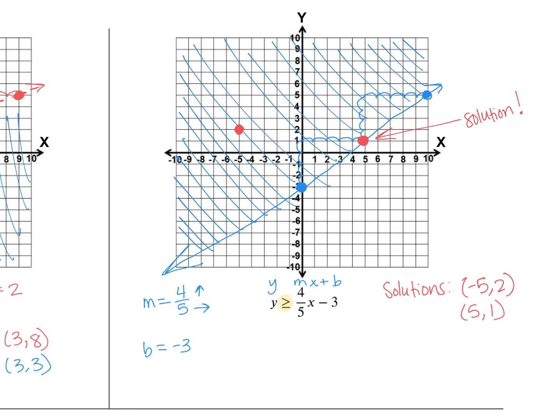Okay, so some non-solutions. This will be anywhere in the unshaded area. So we could go right here. This point right here is not in that shaded area. The coordinate there is (-4, -8). Another coordinate that's not in the shaded area, right here, (5, -3).